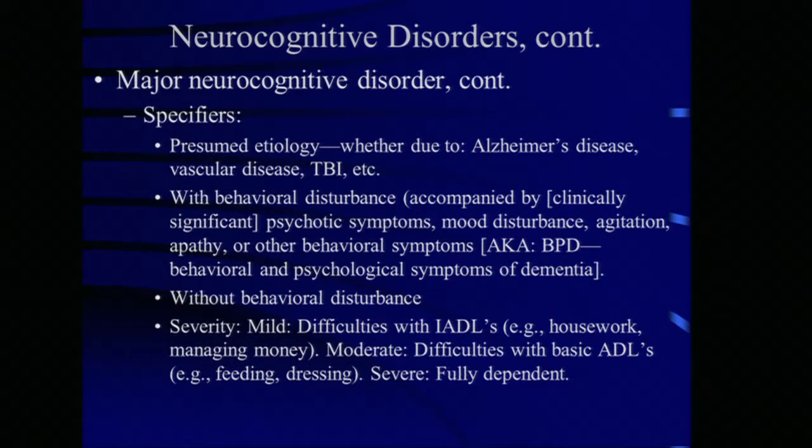Specifiers, according to presumed etiology: Alzheimer's disease, vascular disease, Lewy body dementia, etc., traumatic brain injury. Behavioral disturbance, this is what used to be called behavioral and psychological symptoms of dementia, or BPSD. So the psychotic, mood disturbance, agitation, apathy, or without behavioral disturbance. And then specify level of severity according to how much impairment.